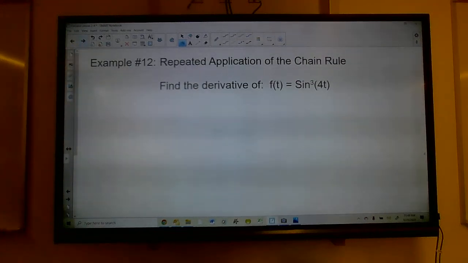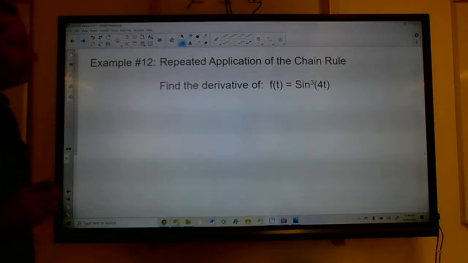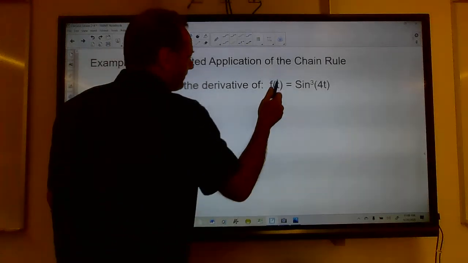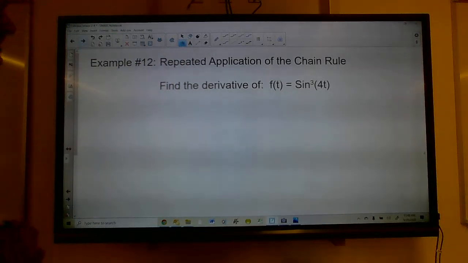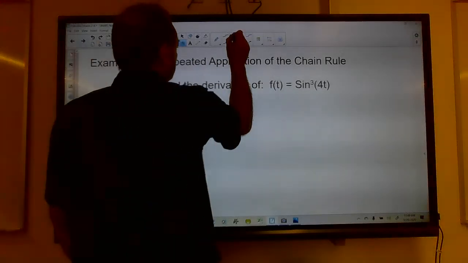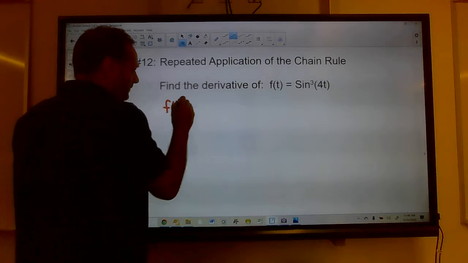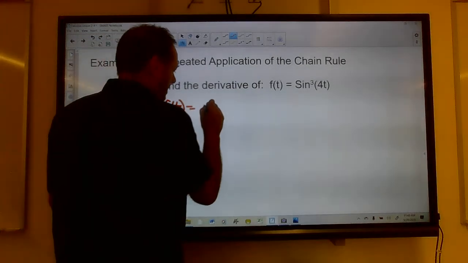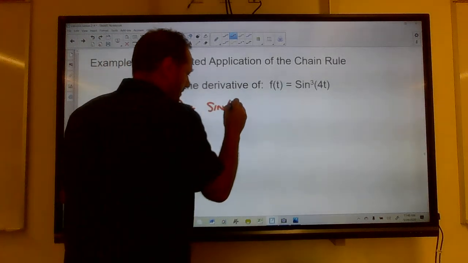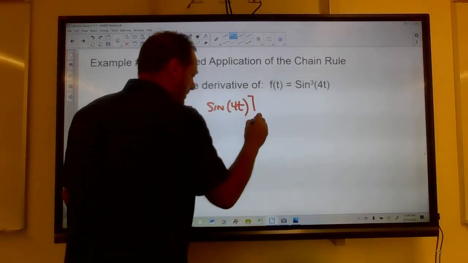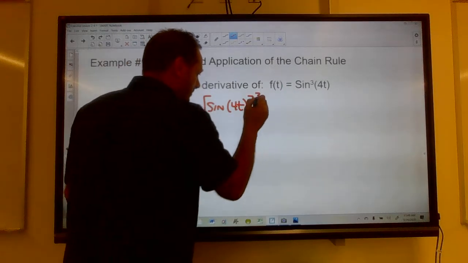Okay, repeated application of the chain rule. All right, so I've got sine cubed of 4t, find the derivative. I'm going to rewrite this. f of t is going to be sine of 4t to the 3rd power.